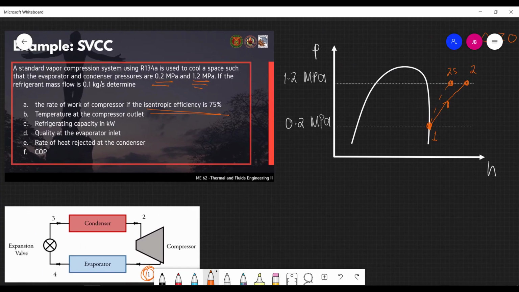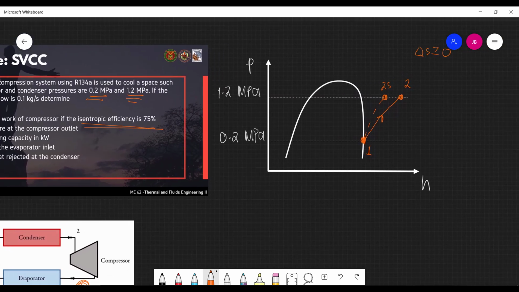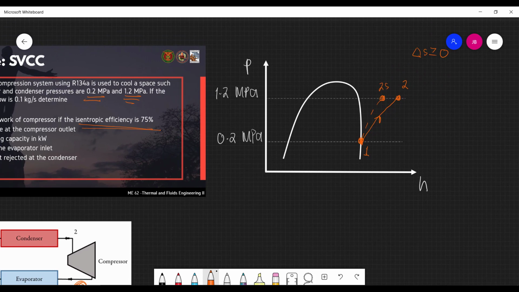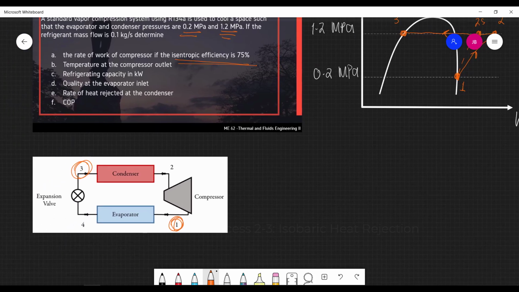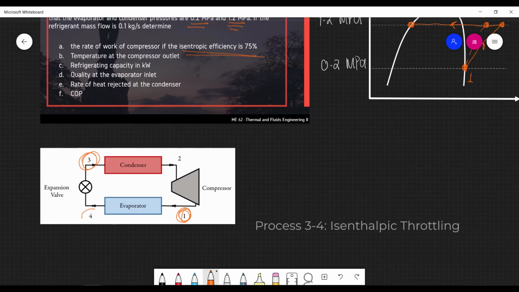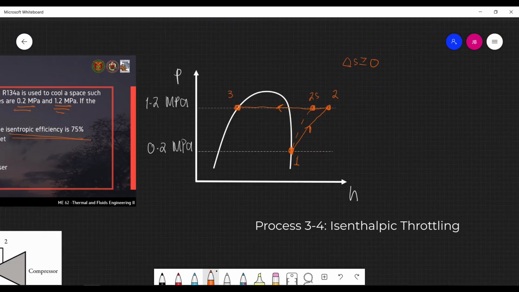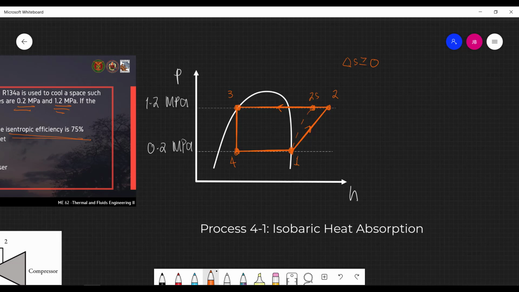State 3, which is the outlet of your condenser, is saturated liquid. So, we know that it's on the higher pressure line and it's saturated liquid. State 3 is somewhere here. And process 2-3 is an isobaric heat rejection process. So we have from 2 to 3. Next, from 3 to 4, we have an isenthalpic throttling. So ang reflection nito ay vertically downward. So from 3 to 4, somewhere here. And we have finally our isobaric heat absorption to close the loop.